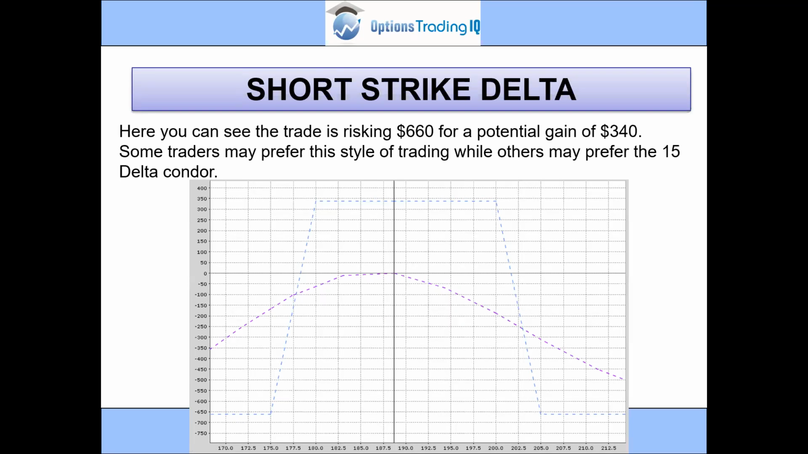I'm pretty comfortable with the 15 delta. That's what I've been doing for a long time. Other people may prefer the 25 delta, and that's totally fine.